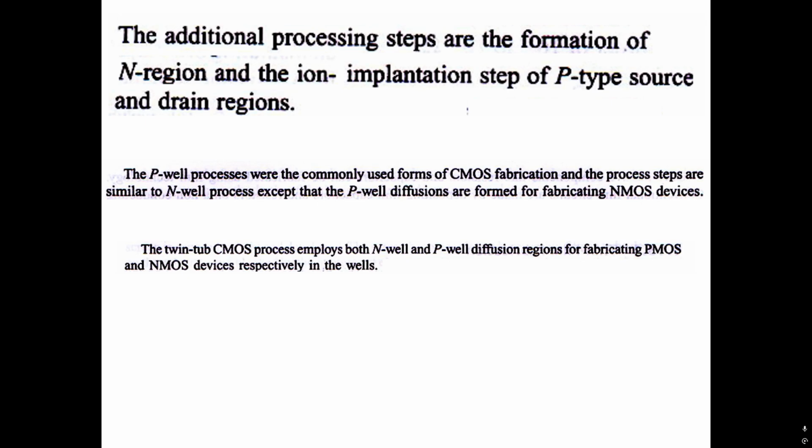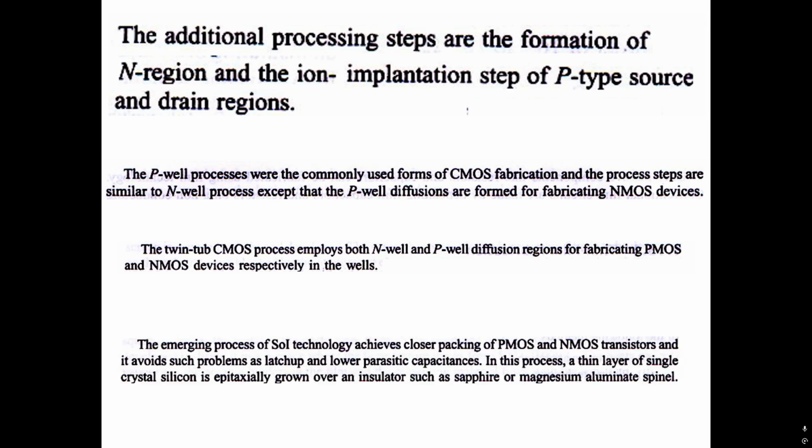The twin-tub CMOS process employs both the N-well and P-well diffusion regions for fabricating PMOS and NMOS devices respectively in the wells. The emerging process of SOI technology achieves closer packing of PMOS and NMOS transistors, and it avoids such problems as latch-up and lower parasitic capacitances. In this process, a thin layer of single crystal silicon is epitaxially grown over an insulator such as sapphire or magnesium aluminate spinel.